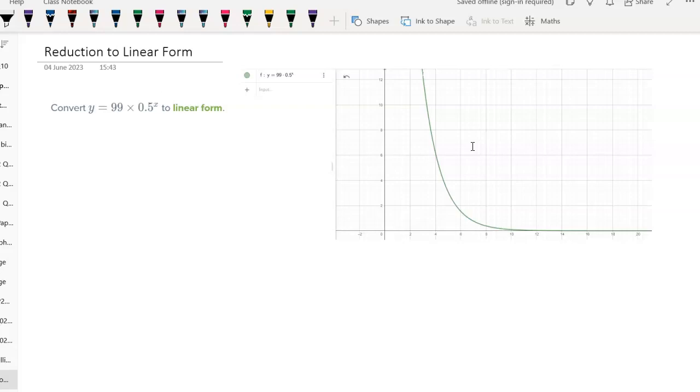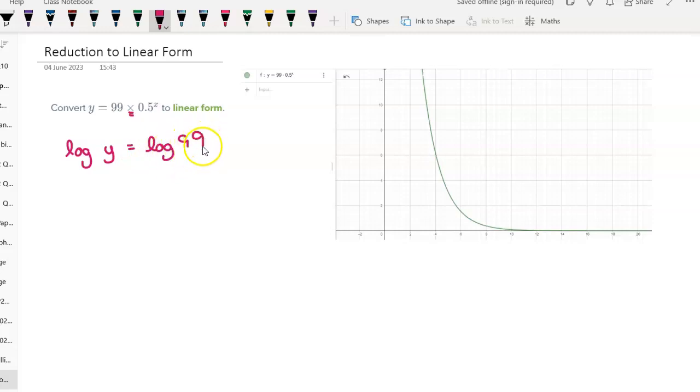And what they can do is convert it to linear form. What you basically have to do is take logs. Right, so we're going to take logs. I'll show you what to do. I'm going to take logs of each side. Now here we've got a times sign, so just be careful of that. If it was an add, you'd have to do something different in a minute. But for now, I'm just going to take the log of both sides.